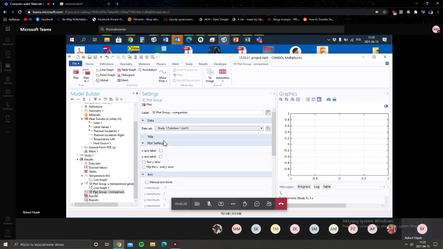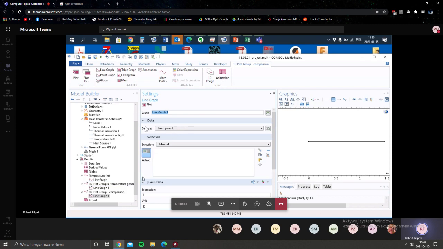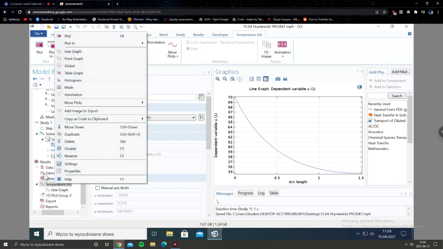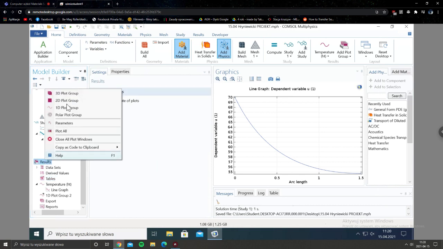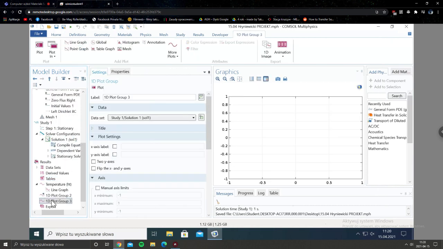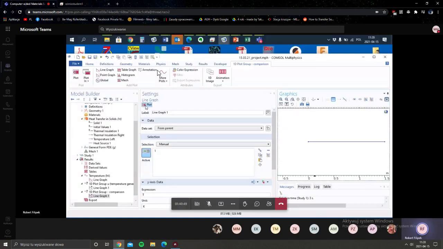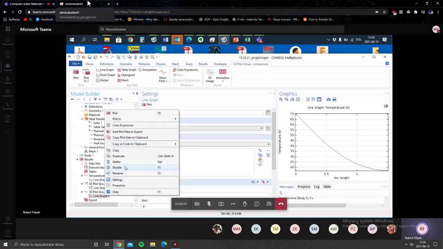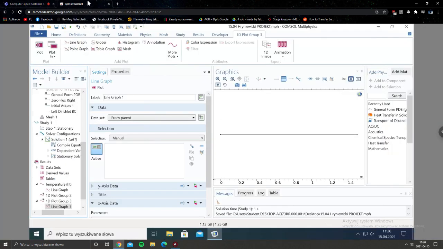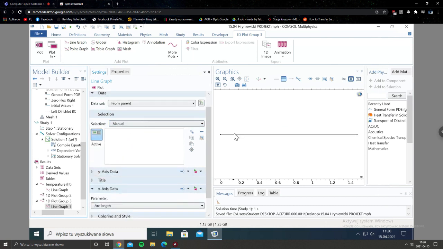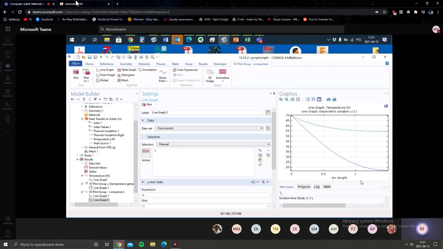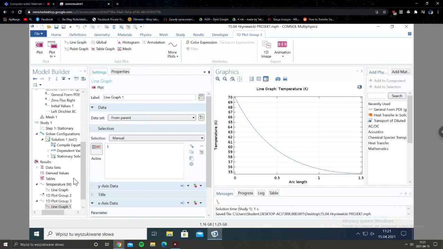Okay, and now add line graph. We have selected the domain. It is very important, otherwise we will see nothing. And here is the temperature, right? And we can add in the same graph another line. This line will be U this time. And as you can see, the behavior is really different.